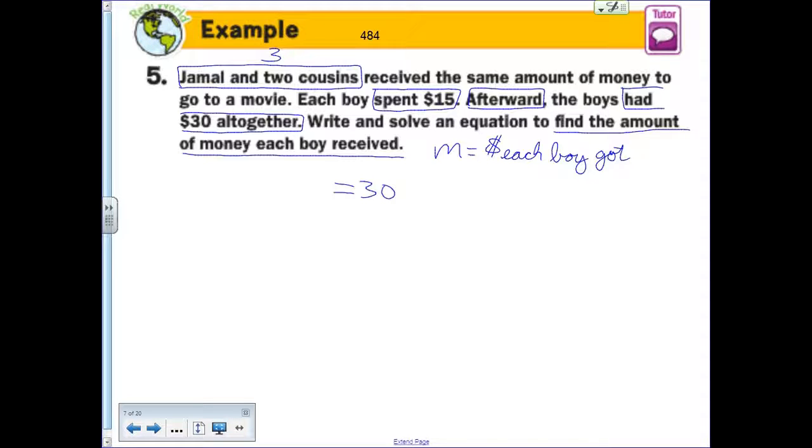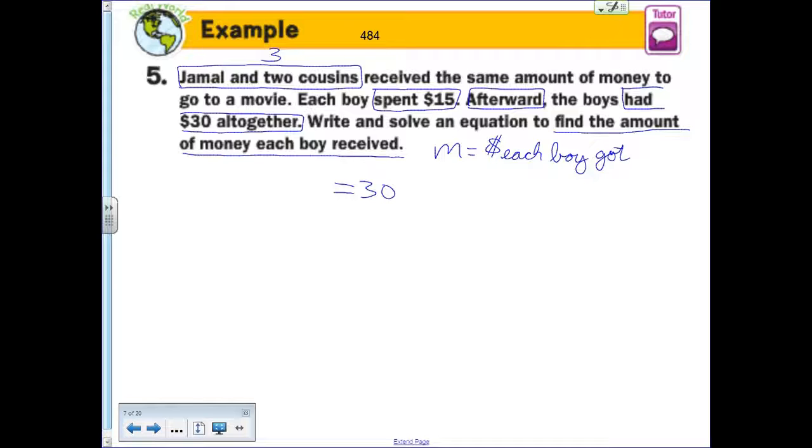But let's take a look at this other number, 15. It says each boy spent $15. That means the first boy spent $15, the second boy spent $15, and Jamal spent $15. Well, they each spent $15. So I would actually have to multiply that times 3 as well. So now this gets real confusing because I'm multiplying both of those numbers by 3.